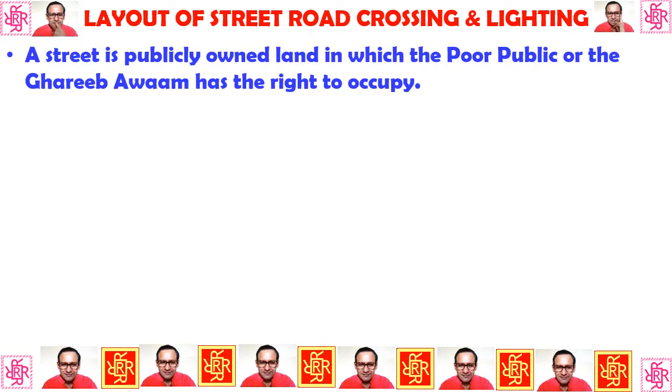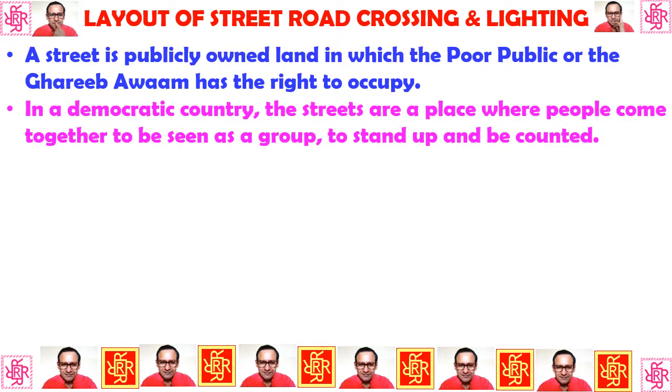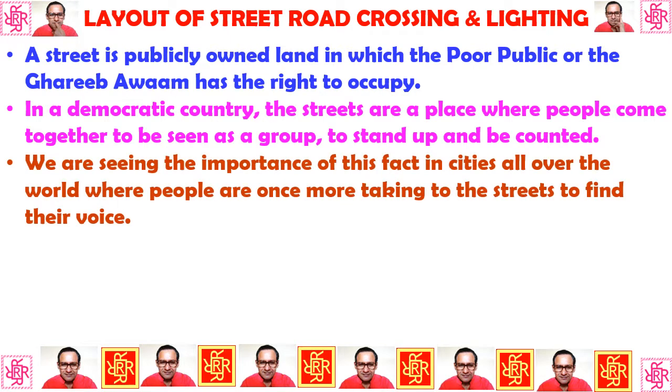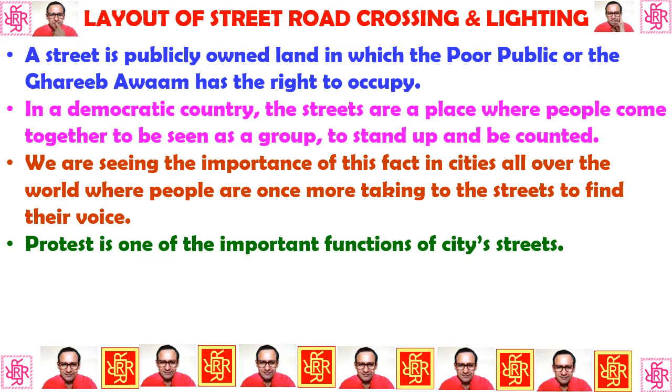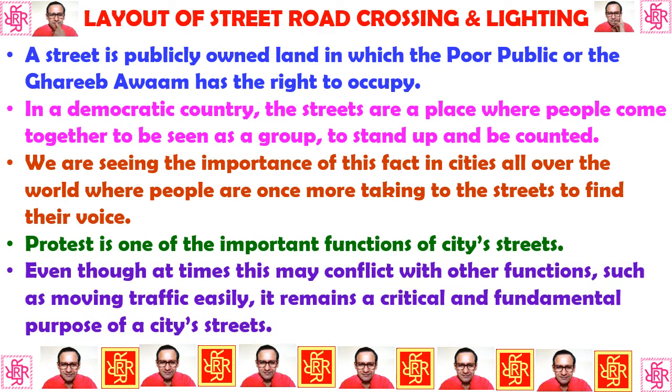A street is publicly owned land which the poor public, the Garib Awam, has the right to occupy. In a democratic country, the streets are places where people come together to be seen as a group, to stand up and to be counted. We are seeing the importance of this fact in cities all over the world, where people are once more taking to the streets to find their voice. Protest is one of the important functions of the city streets. Even though at times this may conflict with other functions, such as moving traffic easily, it remains a critical and fundamental purpose of a city's streets.